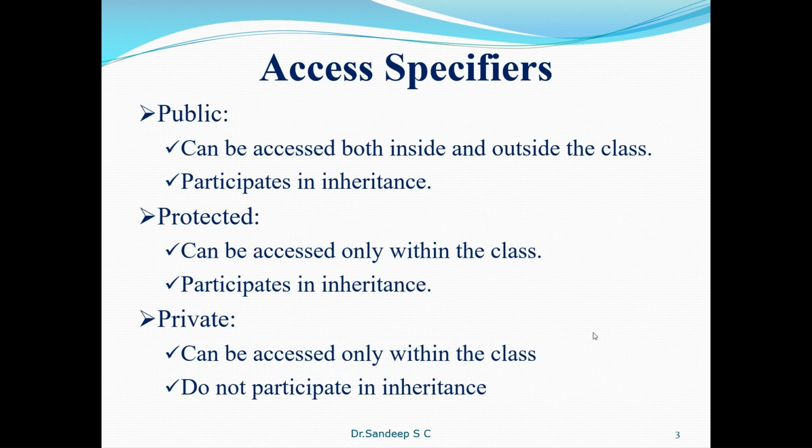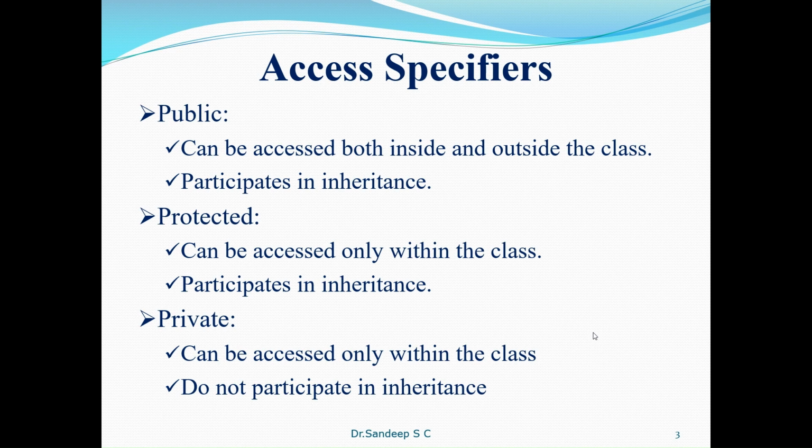When we declare data members and functions inside the class, there are certain limitations on accessing them, defined based on the access specifiers. There are three types of access specifiers: public, protected, and private. Any member defined under public can be accessed both inside and outside the class, and those members also participate in inheritance. We can inherit those members.